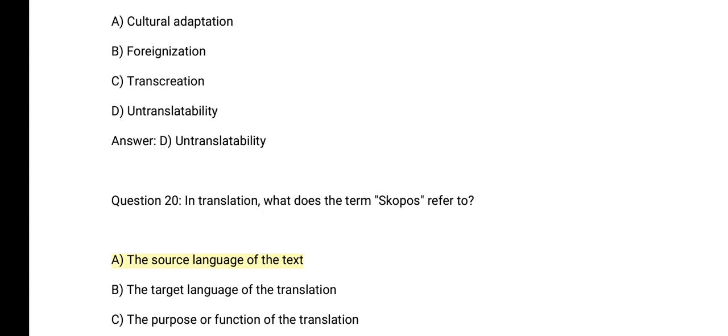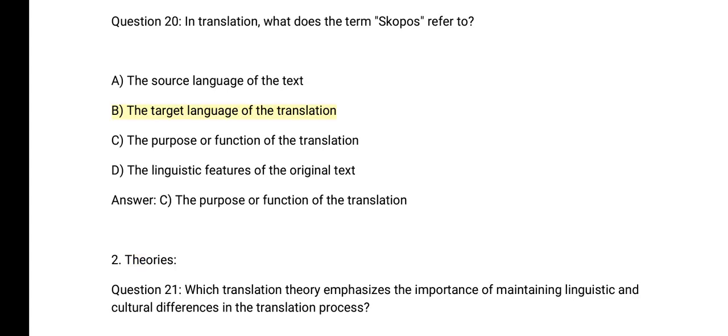Question 20. In translation, what does the term scopos refer to? A. The source language of the text. B. The target language of the translation. C. The purpose or function of the translation. D. The linguistic features of the original text. Answer. C. The purpose or function of the translation.